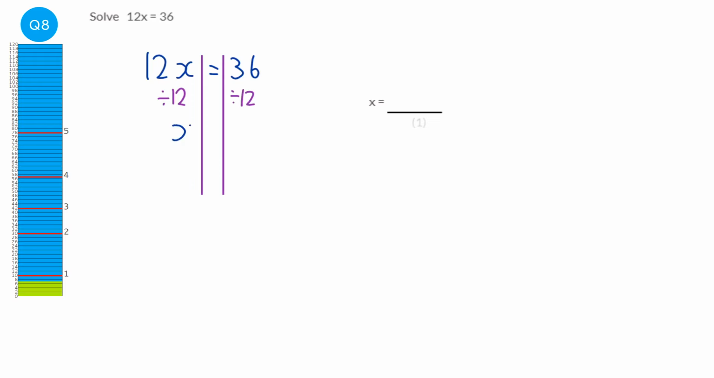So on the left hand side we just have the x, which is what we want. On the right hand side we do 36 divided by 12. How many 12s in 36? That would be 3. So our solution is x equals 3.